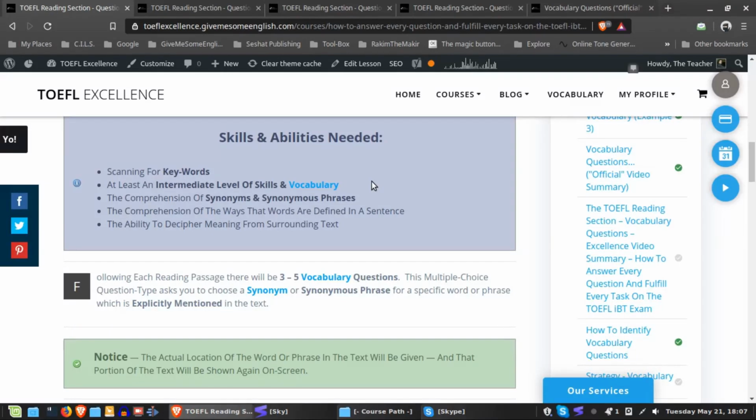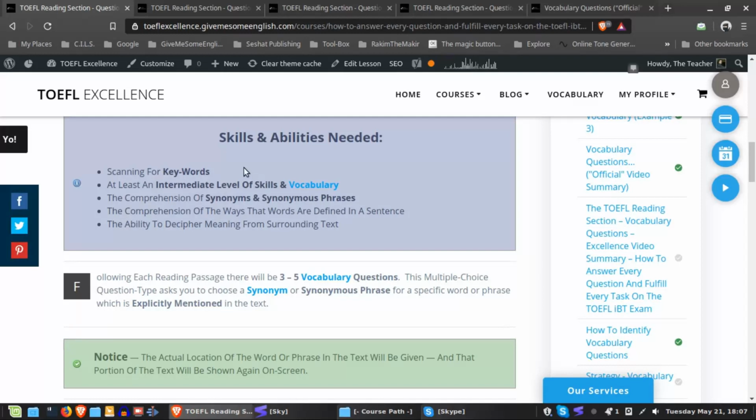However, this is one thing that most people, most teachers, most textbooks, and most other training courses probably don't tell you. In fact, I know that most of them don't tell you this, is that you actually don't need to know a lot of vocabulary to handle the vocabulary questions. And that is because all of the answers for the vocabulary questions are actually in the reading passage.